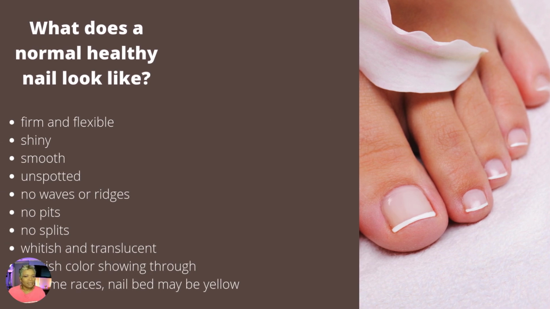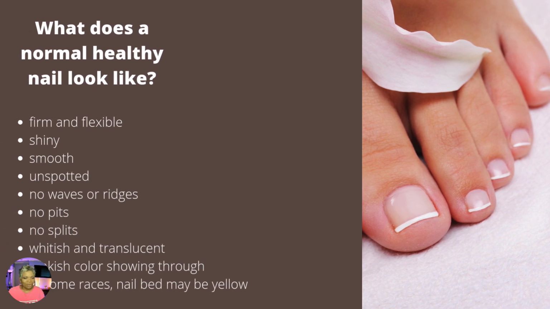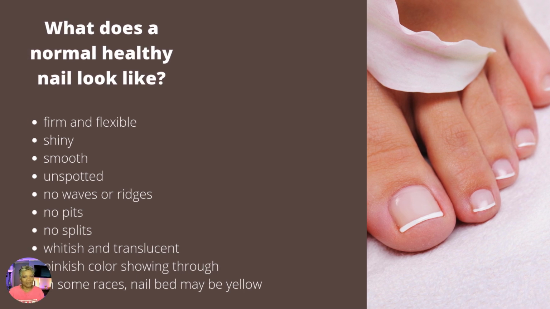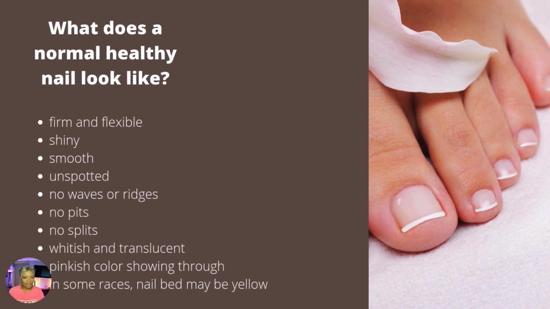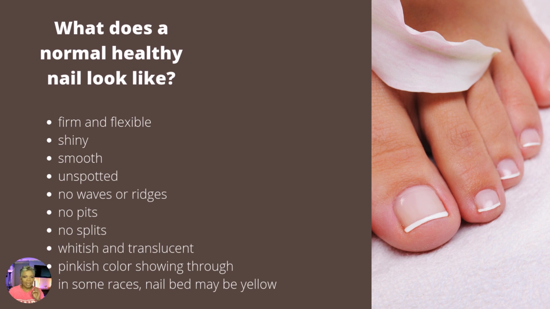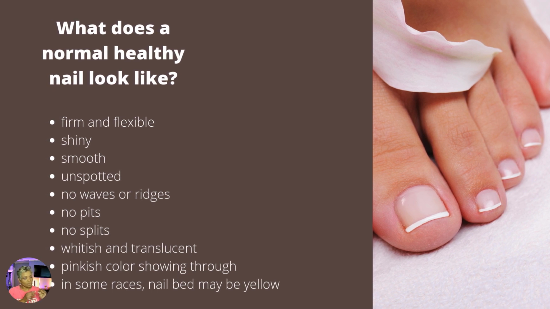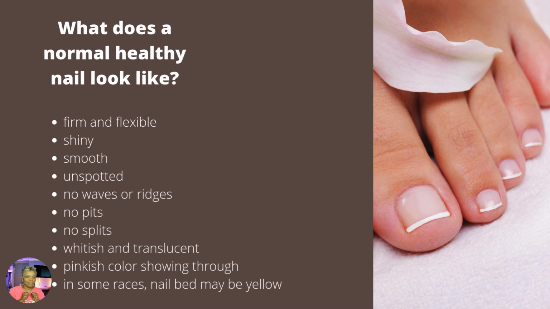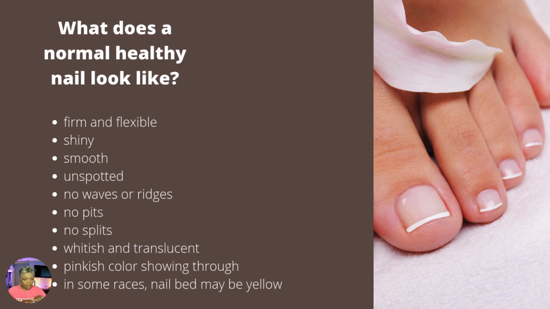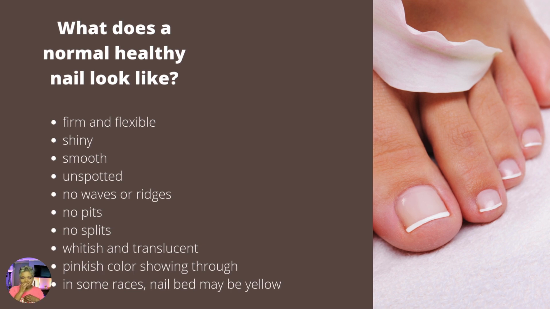All right, so let's look at what a normal healthy nail looks like. And so I gave you some points here of how you can tell what a healthy normal nail looks like. So it should be firm and flexible. It should be smooth and shiny. It should be unspotted. It shouldn't have any spots on there. Now, if you're doing a lot of color, you might have spots from the color, but your natural nails shouldn't have any spots there. No waves or ridges, and you can look at your nails and tell if you have waves or ridges on it. No pits.